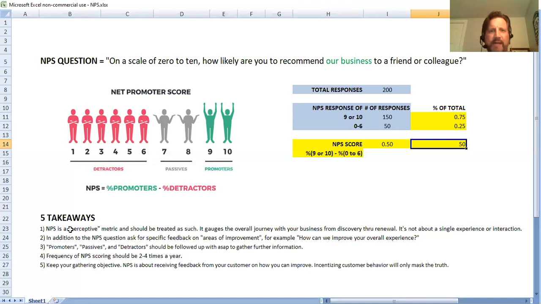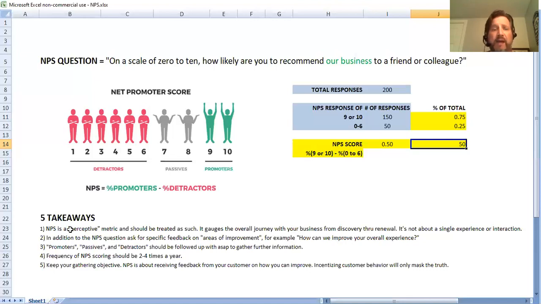If you're going to, for example, ask them an NPS question after a webinar, it's not going to give you that full range of experiences with your company. Secondly, when you ask the NPS question, I would recommend that you ask for areas of improvement. For example, how can we improve your overall experience?